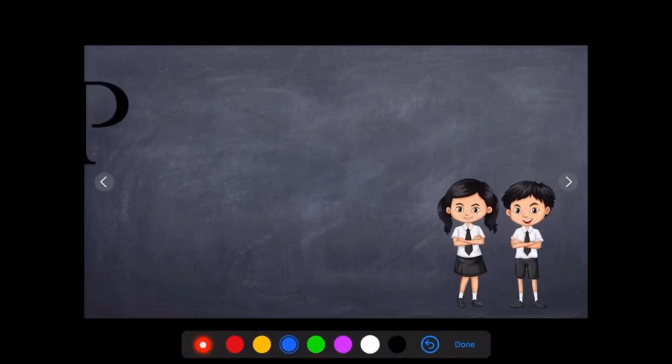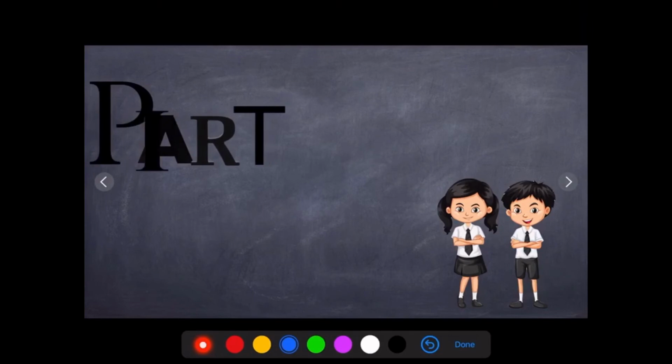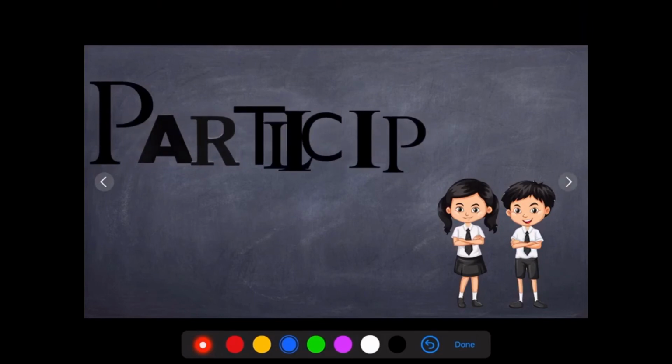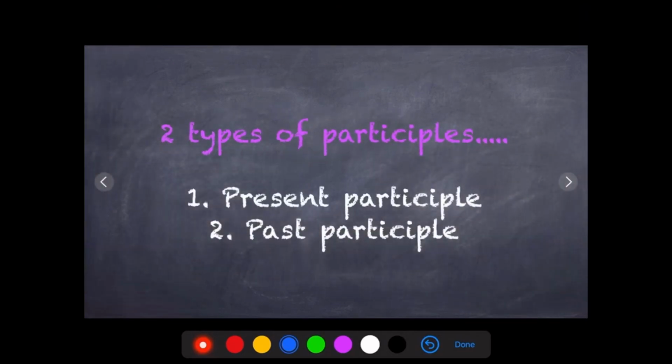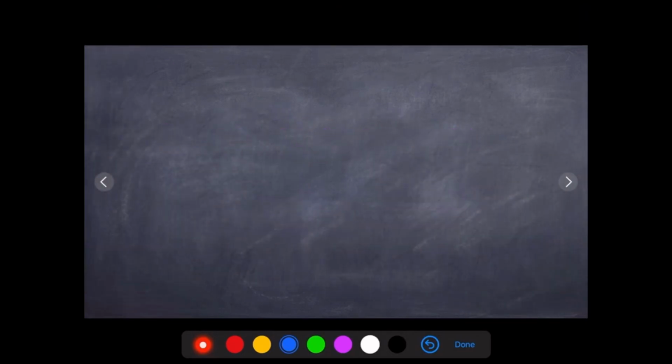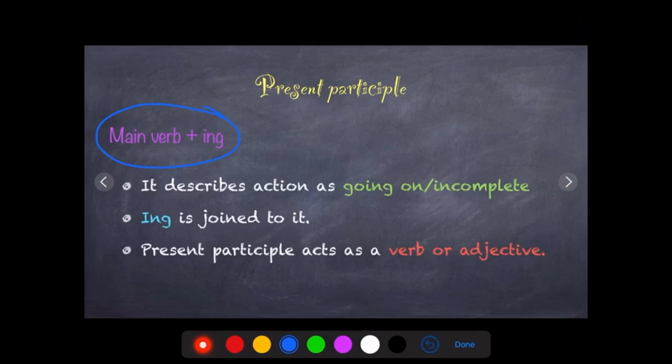Let us move forward with the participles. Now participles are again divided into two parts, which we have seen in the chart. So two types of participles are there: present participle and past participle. First we'll see about the present participle. The formula to understand it is main verb plus ing. Now most of you might be thinking that gerund is also using the formula main verb plus ing, and present participle is also having the formula main verb plus ing. What is the difference between them? Let us have a look.